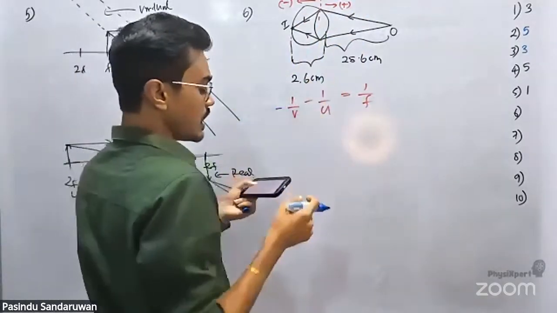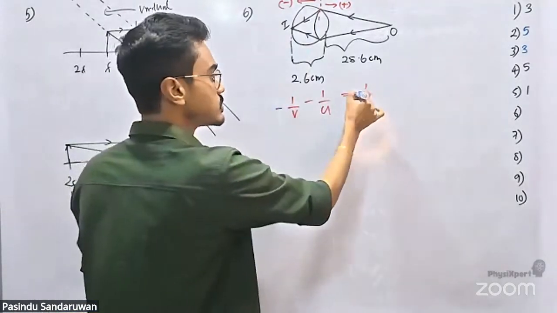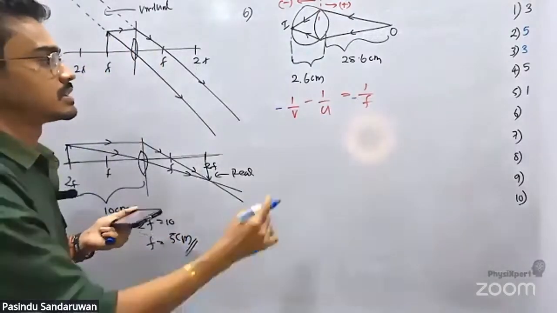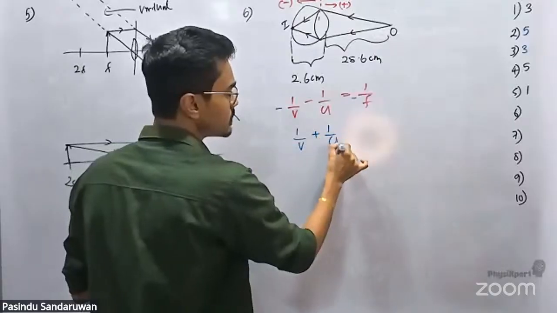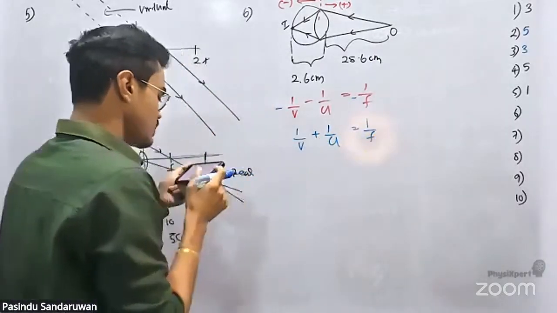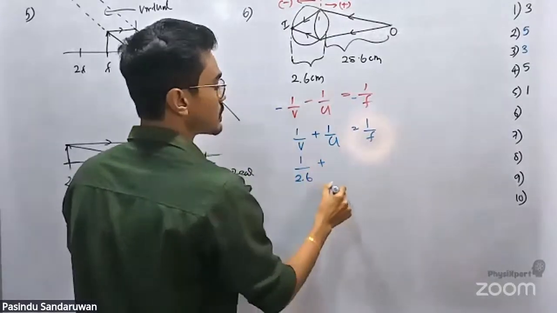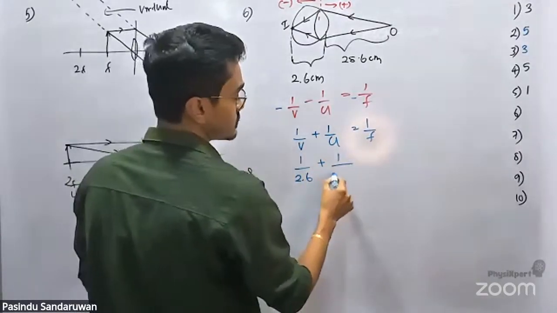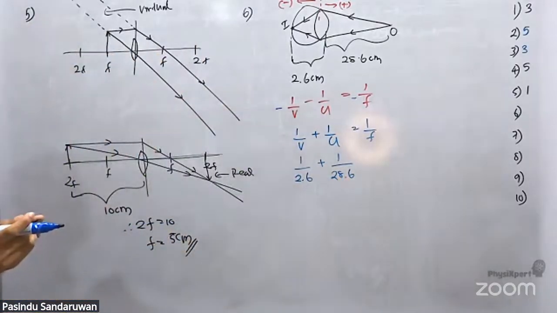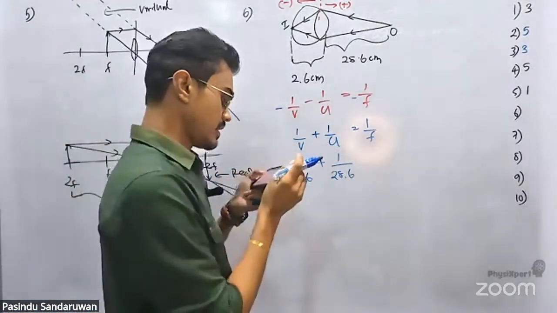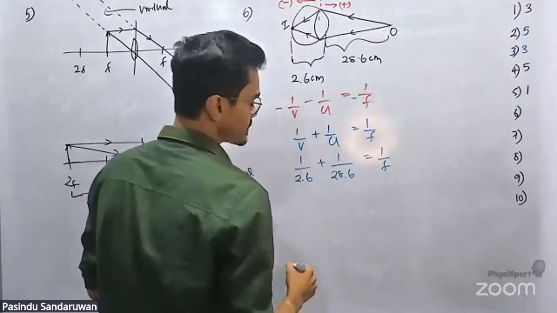And f, the eye lens is a convex lens. So therefore, this is also minus. So we can multiply the entire equation by minus. Then it comes to 1/v plus 1/u equals 1/f. 1/v is 1/2.6 plus 1/u is 1/28.6. Right? We need f, 1/f.